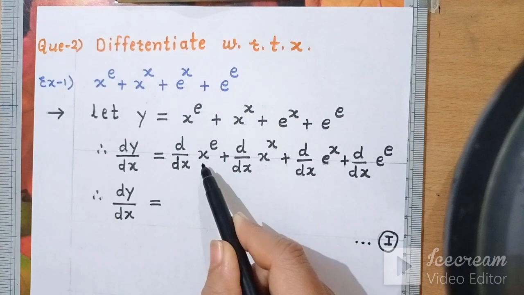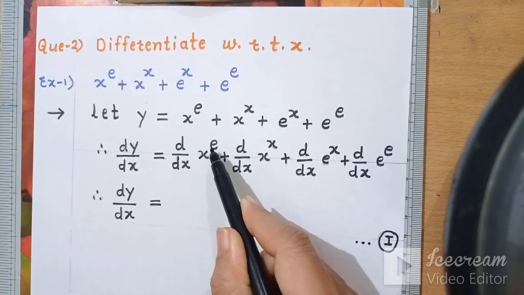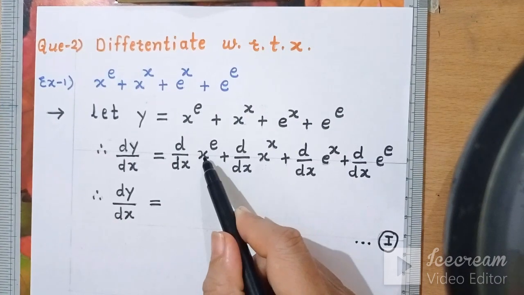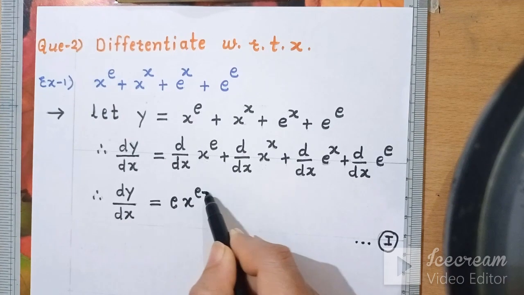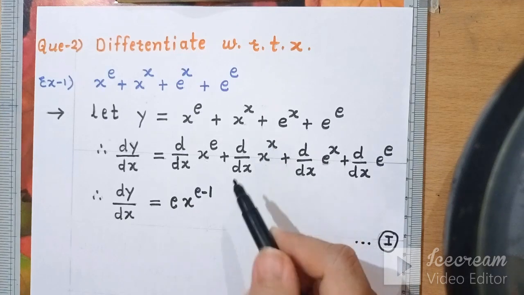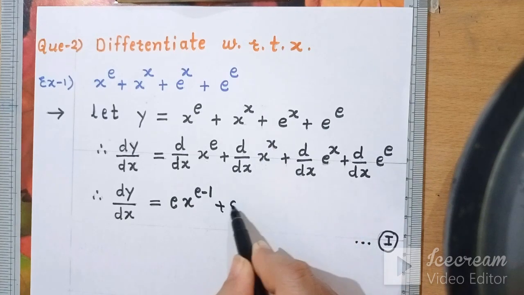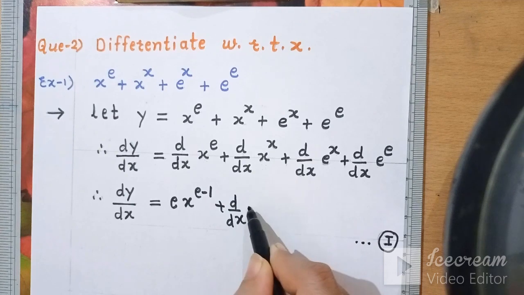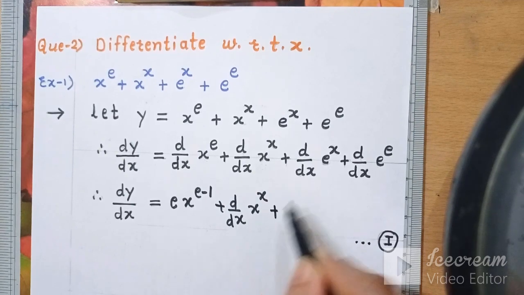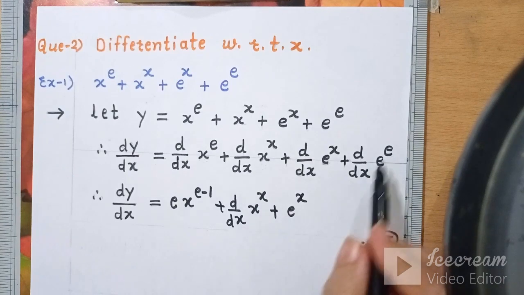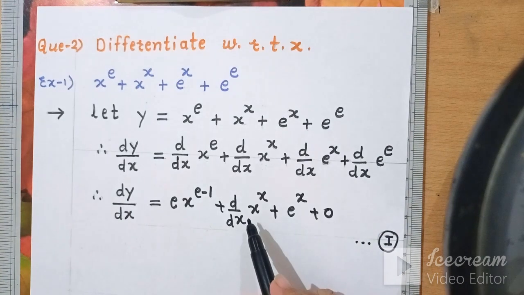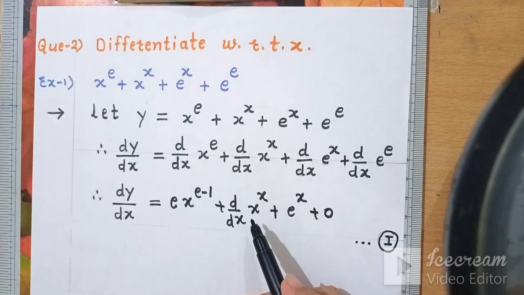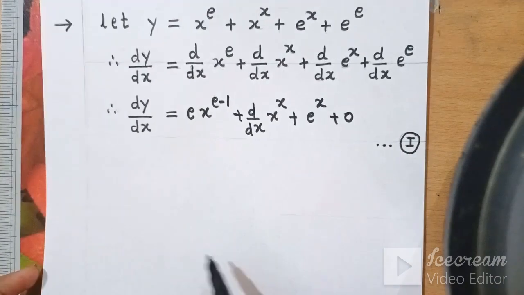Now here, let's see the first function, x raised to e. e is constant, so we will use the x raised to n formula, which is e x raised to e minus 1. This is function raised to function, so we cannot find the derivative without logarithm, and so we will keep it as it is. The derivative of e raised to x is e raised to x, and e raised to e is constant, so its derivative is 0. Now we will find out the derivative of x raised to x separately.